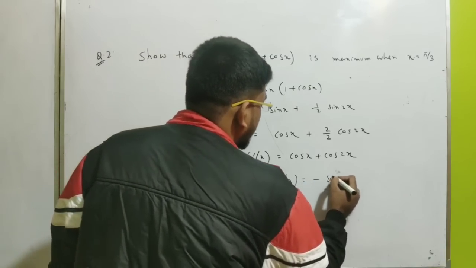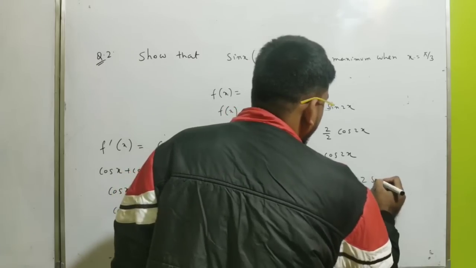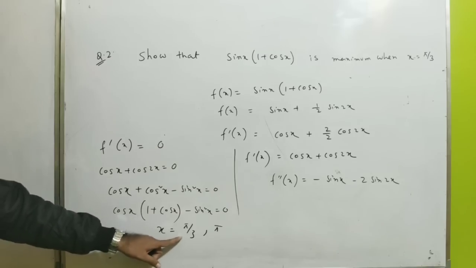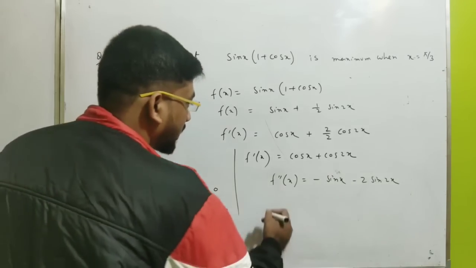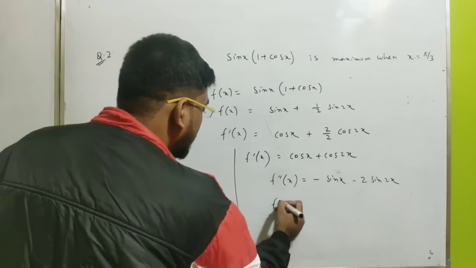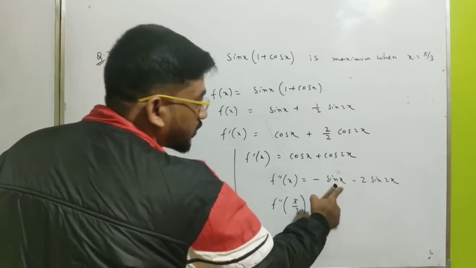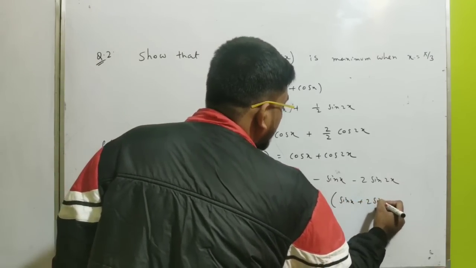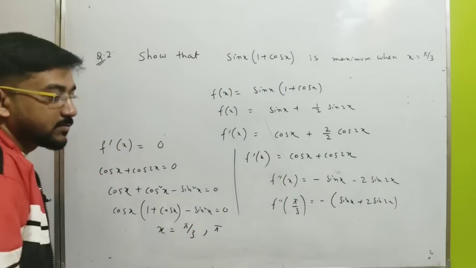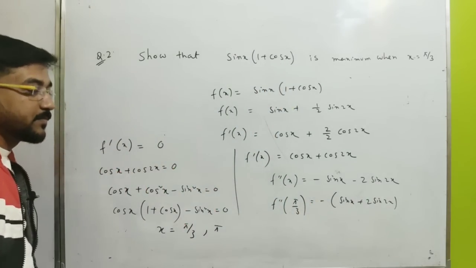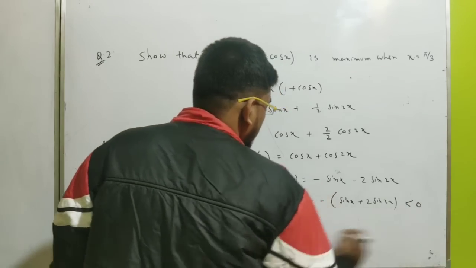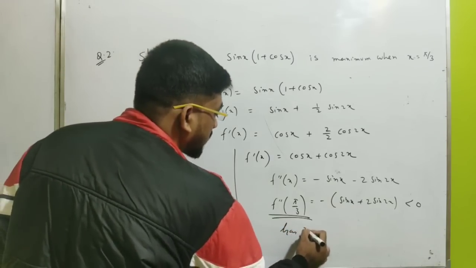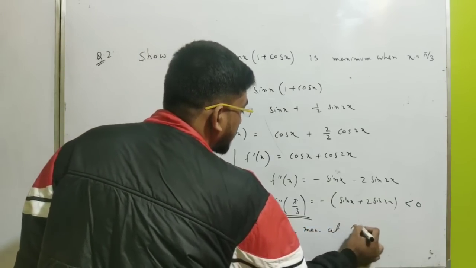Now let me take the second differentiation. So f double prime x will be minus sin x minus 2 sin 2x. If we put x equal to pi by 3 in f double prime, it will obviously be negative, because sin pi by 3 and sin 2 pi by 3 are positive. So you will get a negative value. So it is a maximum at pi by 3.